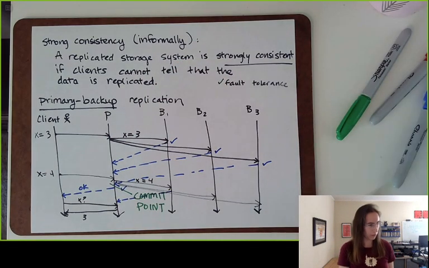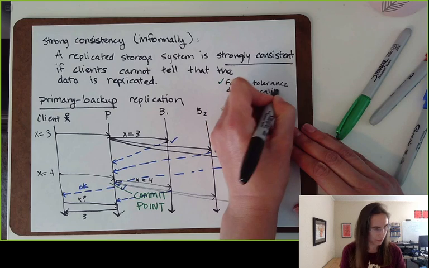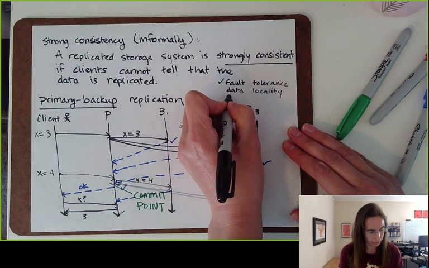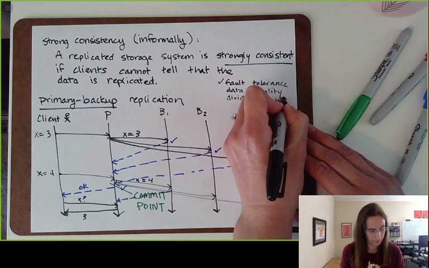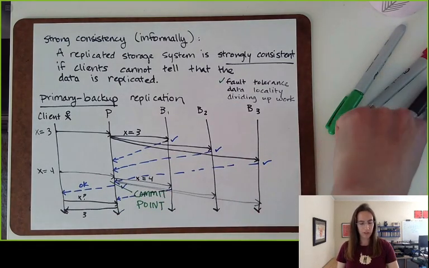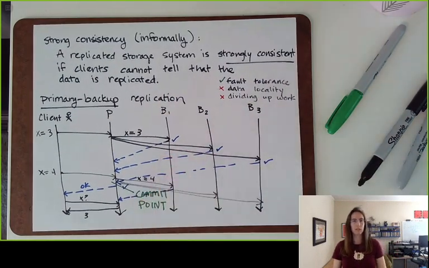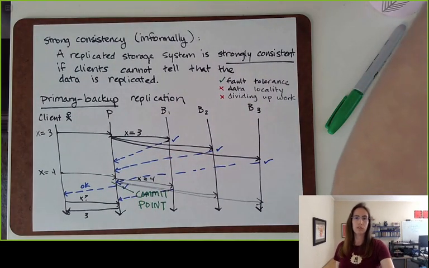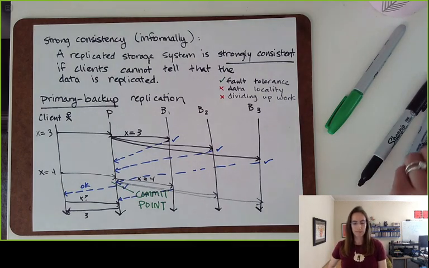But as far as those other things that we hope to have, data locality and dividing up the work, primary backup replication is not so good. Questions about that? Okay.